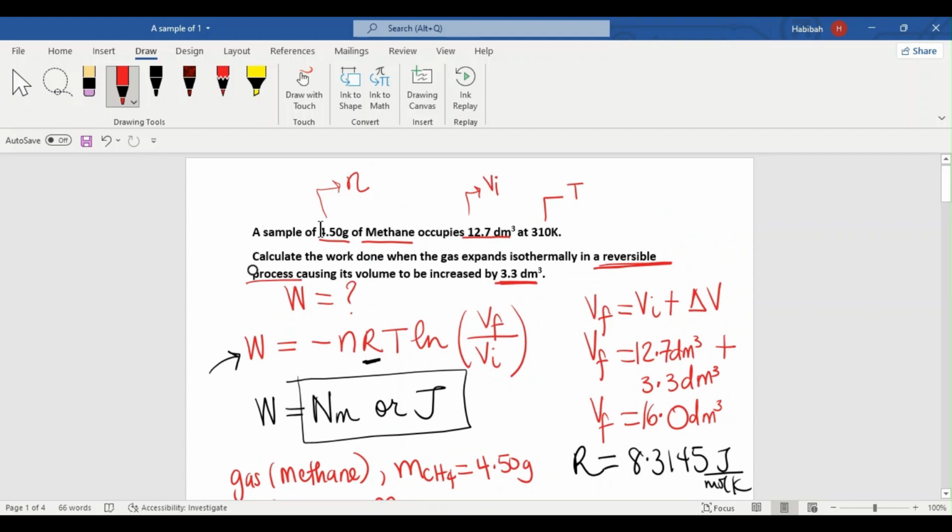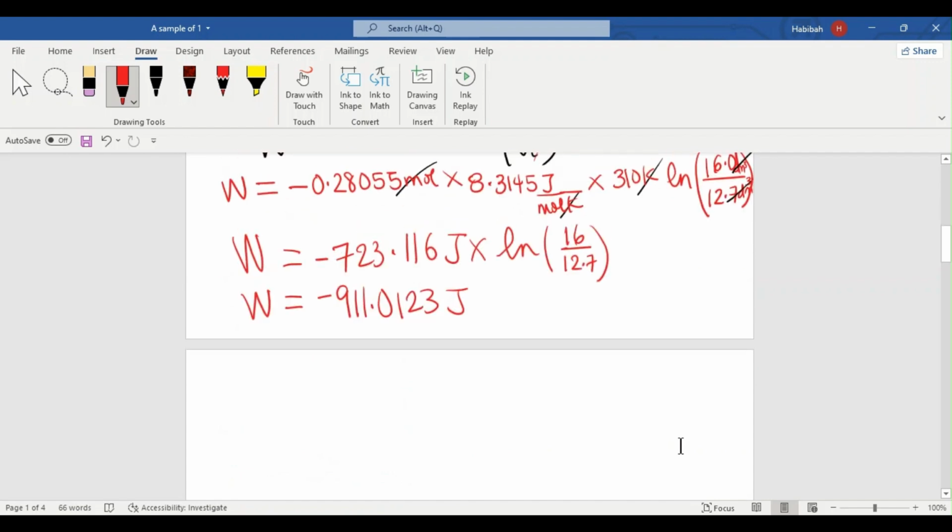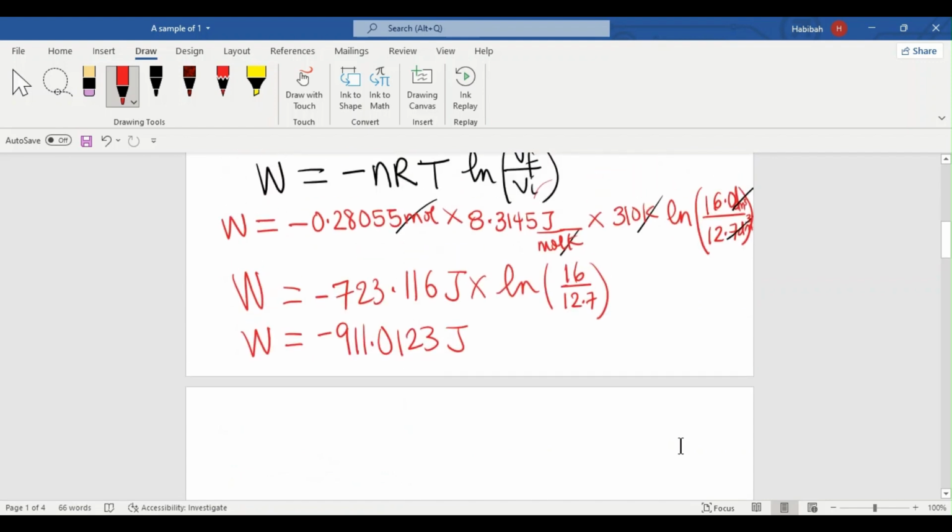One thing you have to note is that the answer needs rounding. You see that we're given our information in three sig figs: we have 4.50, we have 12.7, and when we add to find V final, we have 16.0. Everything we've been given is in three sig figs, so we have to round our answer to three sig figs. So work done is approximately negative 911 joules. This is our answer. Work done is negative 911 joules. This is how you answer this particular question.